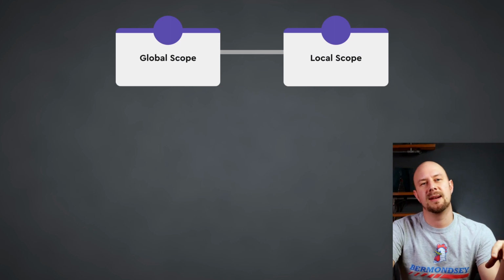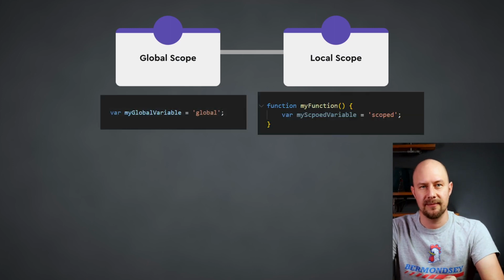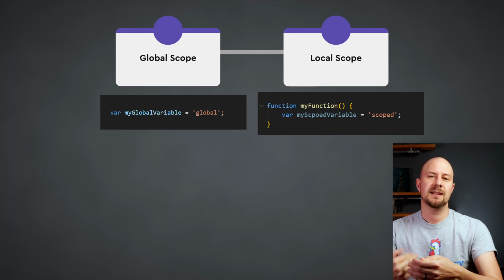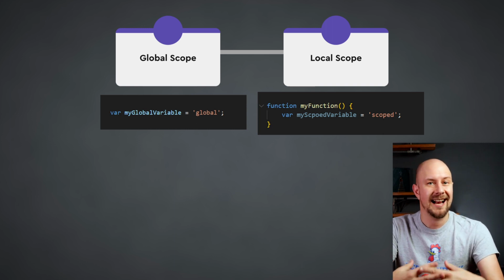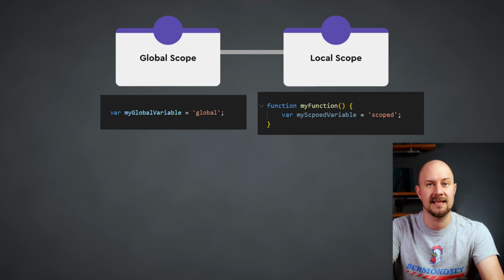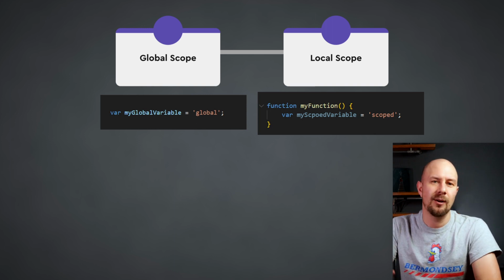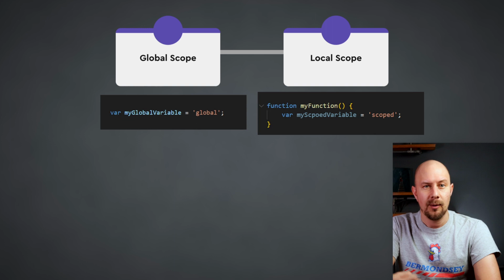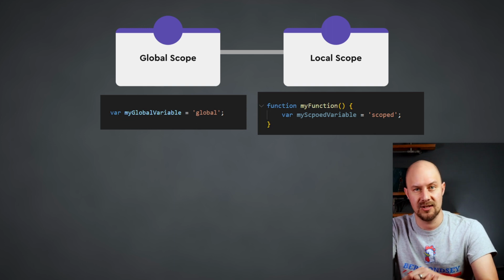A function in JavaScript generally has access to two scopes: the scope of the function block itself and the global scope. So this means that variables and things that are declared inside the function itself will be accessible inside that scope, and also any variables declared globally will also be accessible inside that function scope.